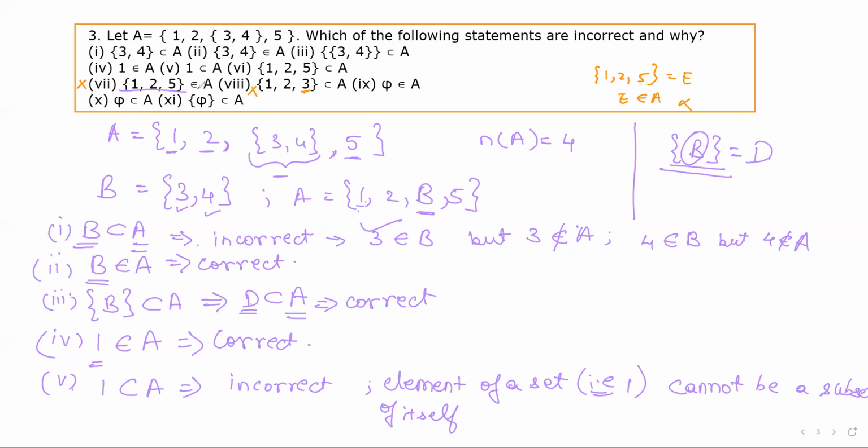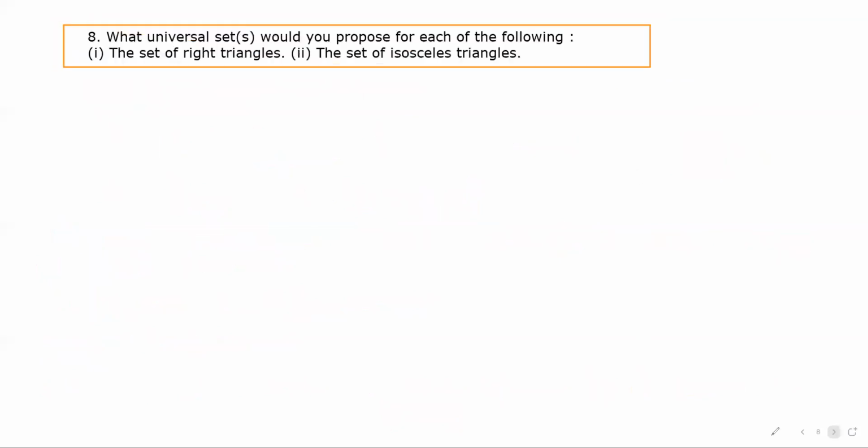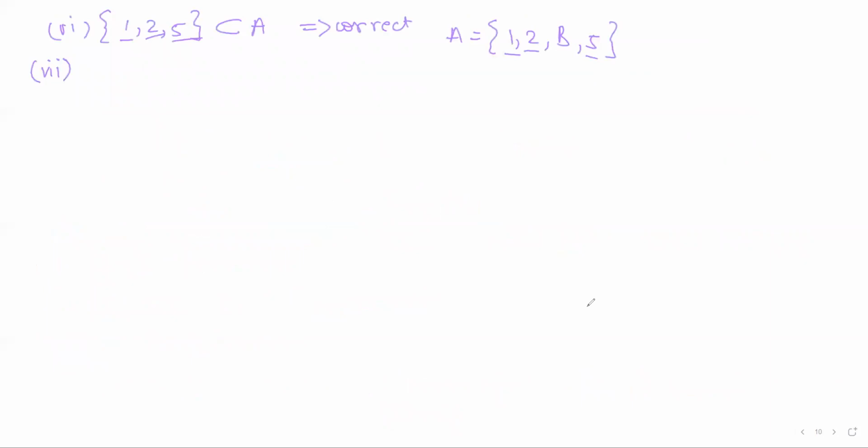So let's write the 7th and 8th first. 1 to 5 and 1 to 3. 1, 2, 3 subset of A. Your 3 does not belong to A. Hence, this is incorrect.